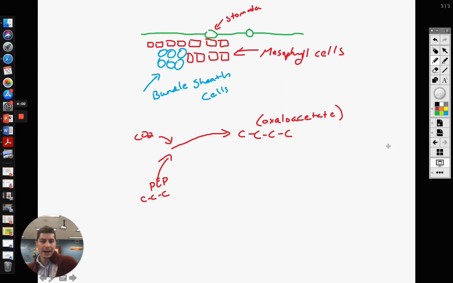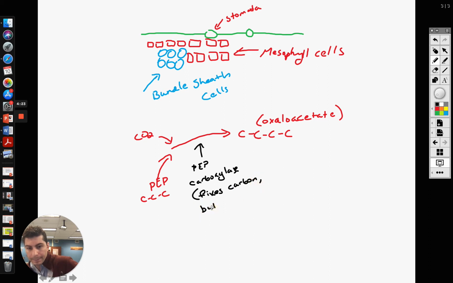Okay. How this occurs is right here we have an enzyme called PEP carboxylase. Now the thing about PEP carboxylase is it fixes carbon but not oxygen. And that's fantastic for our C4 plants because we don't have to worry about the oxygen levels going up and up and up, because this PEP carboxylase enzyme is never going to bind our oxygen. It does not have an affinity for oxygen.